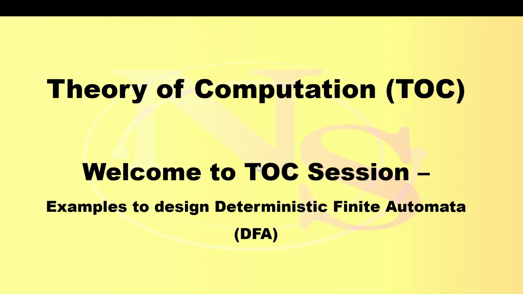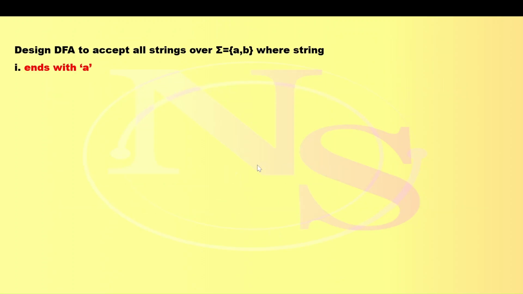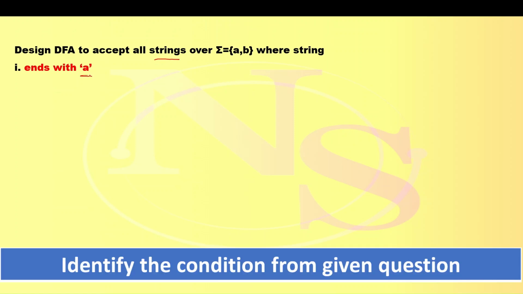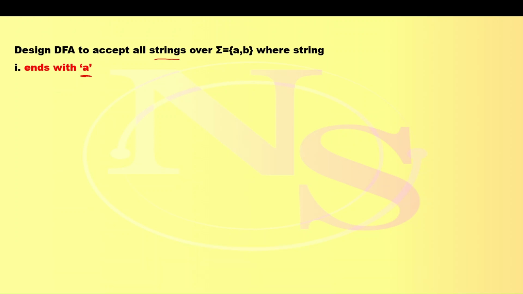Hi everyone, let's continue with a few more examples on designing of DFA. Your question is: design a DFA to accept all strings where the string is ending with A. First, identify the condition, understand it. What's the condition here? Any valid string should end with the A.